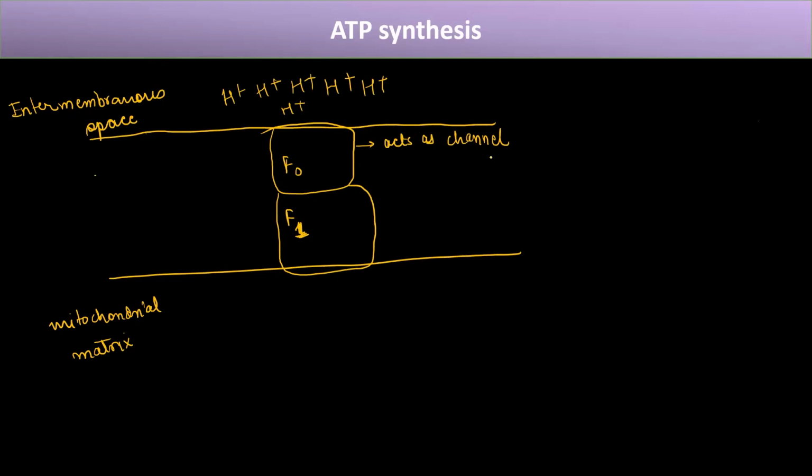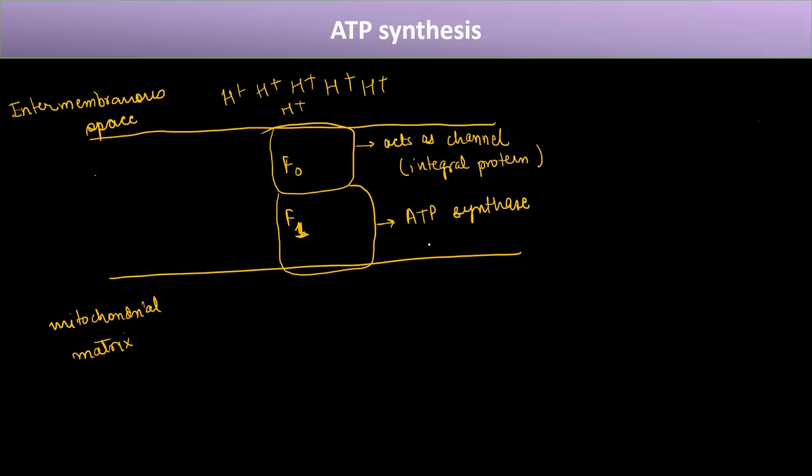This F naught acts as a channel, and it is an integral protein. F naught is an integral protein, meaning that you cannot isolate F naught without disrupting the membrane. It is also an intrinsic protein because it is located inside. Now this F1 is actually an enzyme, and this enzyme is known as ATP synthase. Now we can see that ATP synthase is here. It means the ATP synthesis will take place here only.